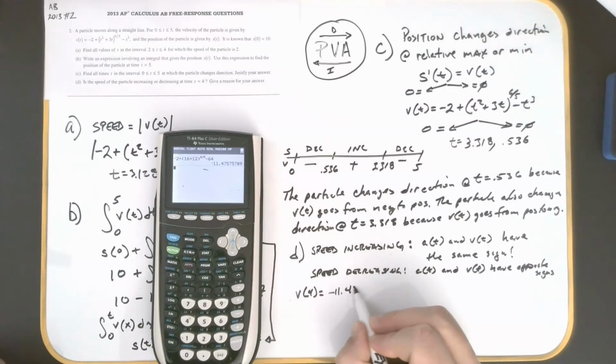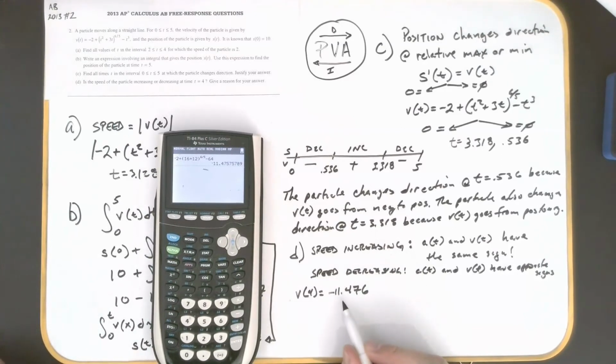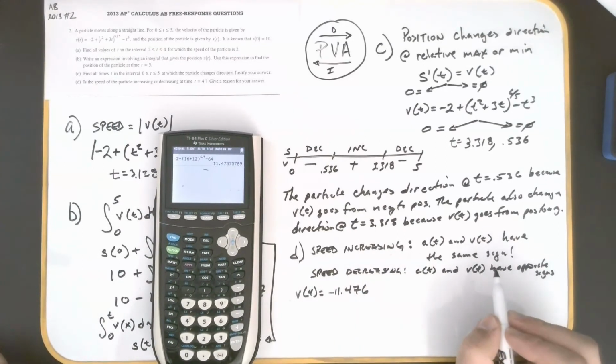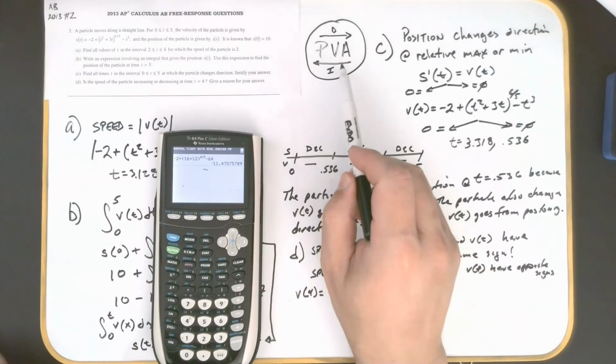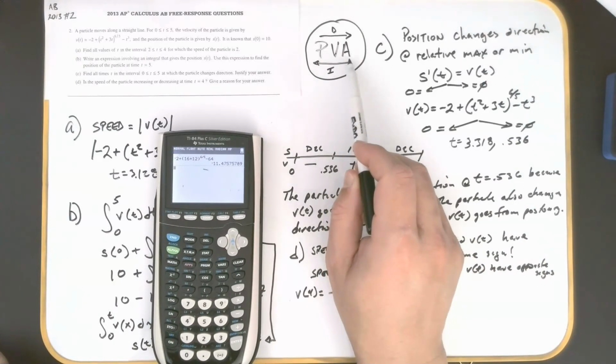11.476 rounded. Okay, and really all we care about is the sign. So our velocity is negative, so let's check the acceleration. Well, in order to check the acceleration, we'd have to take the derivative of this, because back to here now, sure enough, they do want acceleration, so we have to use our derivative skills to find that.